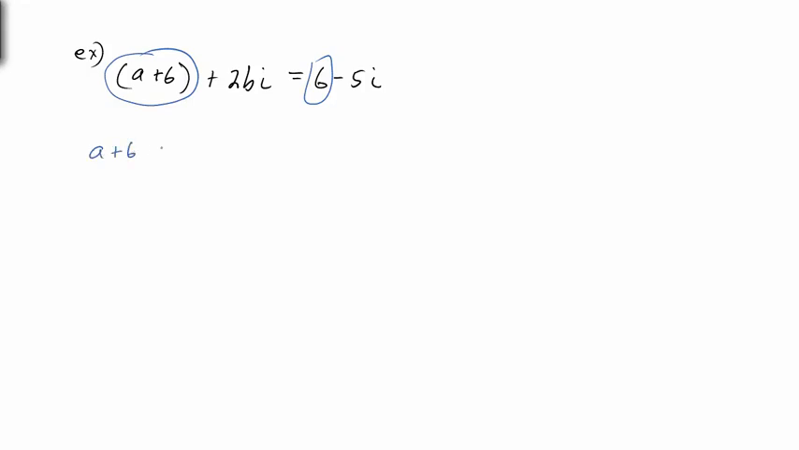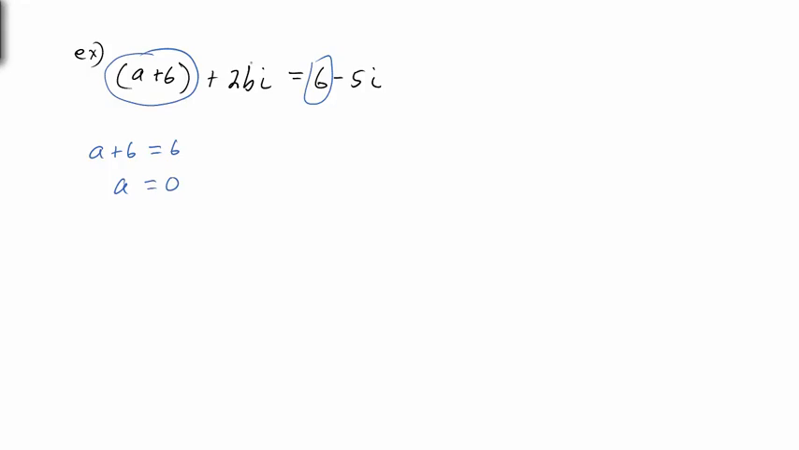Now if I was to have, let's say, a plus 6 plus 2bi is equal to 6 minus 5i. So now the question is, what is a and b if this quantity is equal to 6 minus 5i? Well, to solve for a and b, we know that here the real part, a plus 6, has to be equal to 6. So we would say a plus 6 is equal to 6. And if we solve for a, we would subtract 6. So therefore, a is equal to 0.